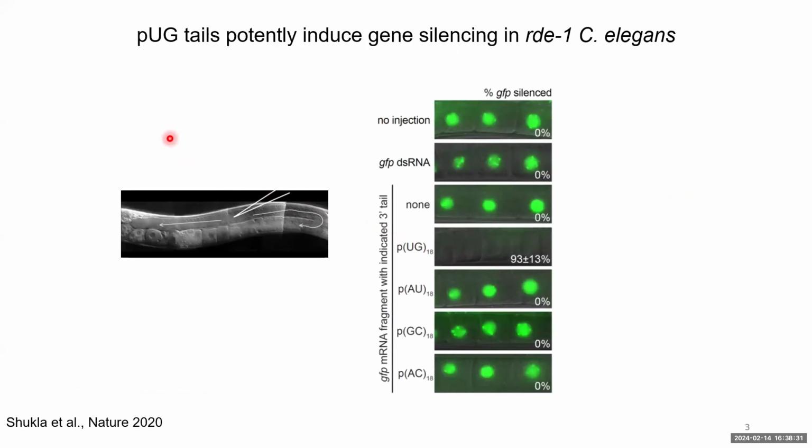It was then shown that pug tails can permanently induce gene silencing in C. elegans. How this is done is that they've made a mutant of this enzyme RDE3, which prevents the normal initiation of silencing, which is occurring using double-stranded RNA. And then they can inject C. elegans embryos with GFP mRNA fragments with different 3' tails. And what they saw is that the only modification that inhibited silencing was the addition of this poly-UG tail, which you can see by the loss of fluorescence activity, which is not seen for any of the other dinucleotide repeats.